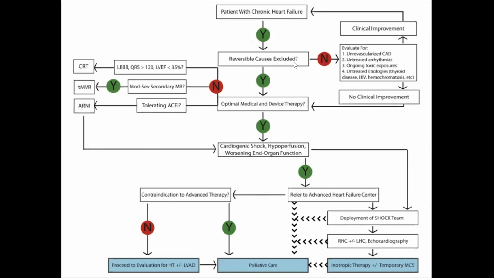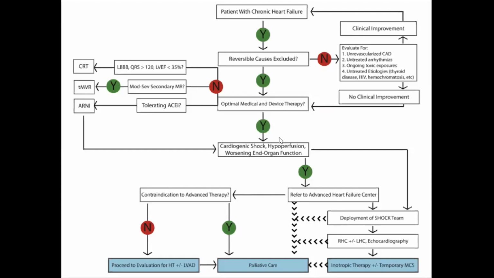After that, we look at whether they're optimized. Is there a medication that we can add, like switching from an ACE inhibitor to Entresto? If they have severe mitral regurgitation, we can do the MitraClip for a cohort of patients. Would they benefit from a CRT-D? So we try to optimize them.